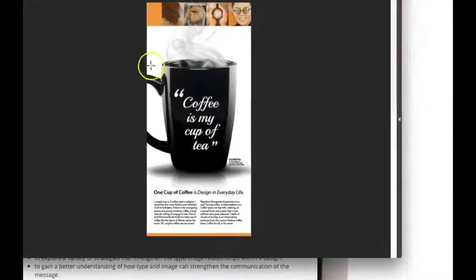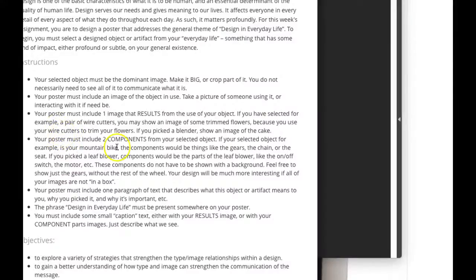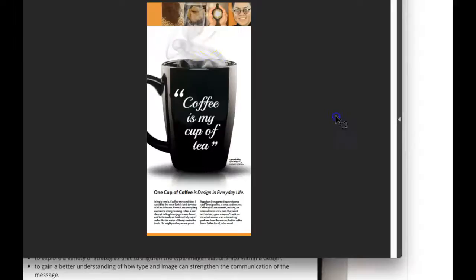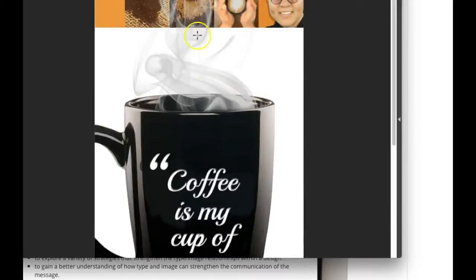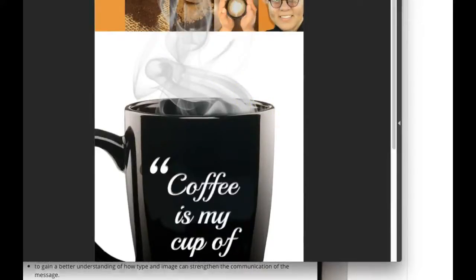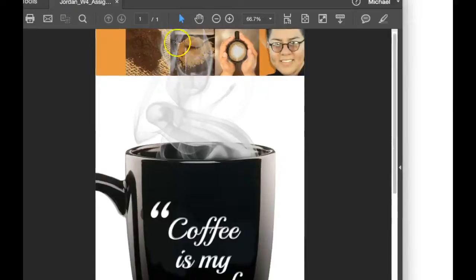Got it. Then you have, poster must include two components of your selected object. So that's where it gets kind of muddy. What are the two components of coffee? Right now it kind of looks like you're saying that this is coffee, but this is ground coffee. So I'm not really sure if that's a component of coffee. I got some ideas. Let me run them by you.